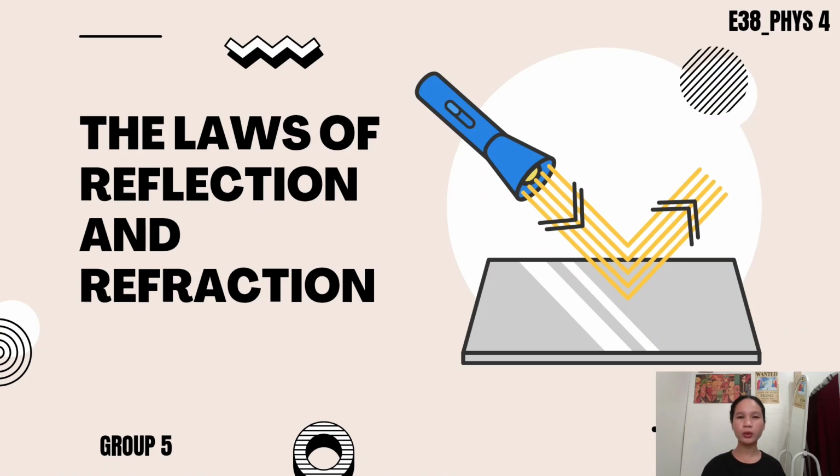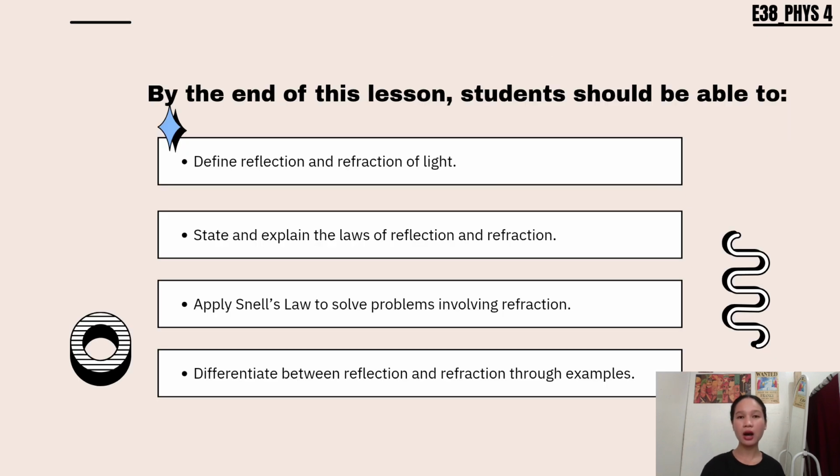Good morning, everyone. We are group 5, and our topic today is all about the laws of reflection and refraction of light. These laws explain how light behaves when it encounters surfaces or passes through different materials. They are very important because they help us understand how mirrors, lenses, eyeglasses, cameras, and even natural phenomena like rainbows actually work. So before we begin our discussion, here are our objectives for this lesson.